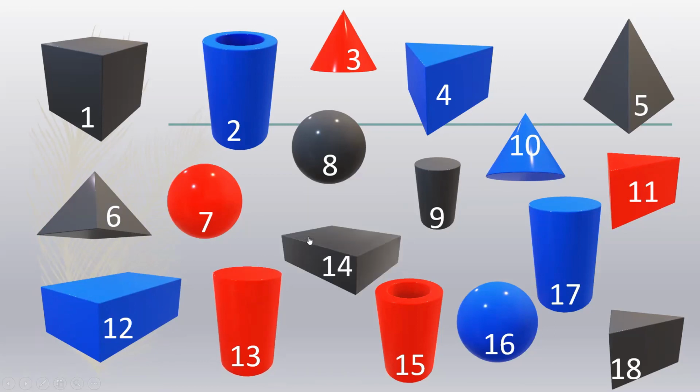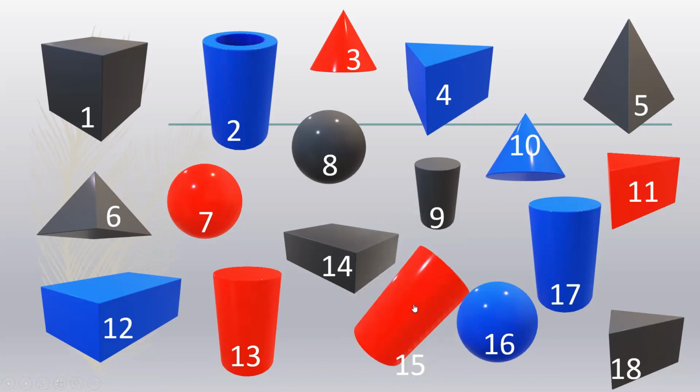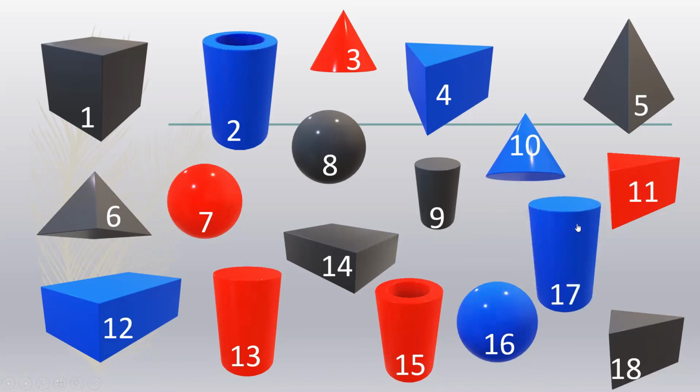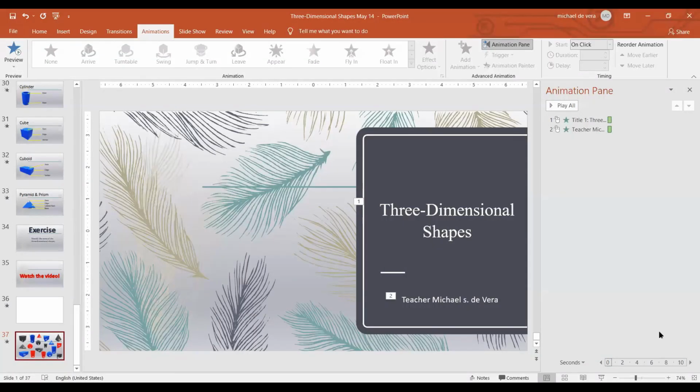14. Cuboid. 15. Cylinder. 16. Sphere. 17. Cylinder. And number 18 is? What's number 18? Prism. Okay, so that ends my PowerPoint presentation.